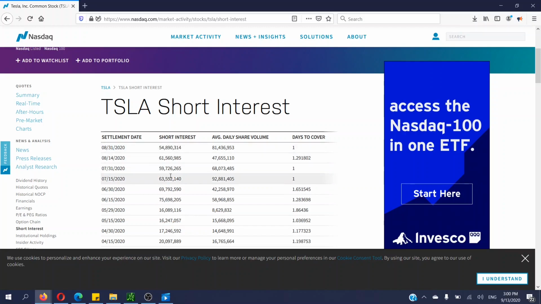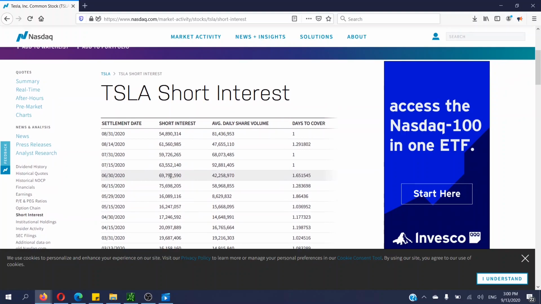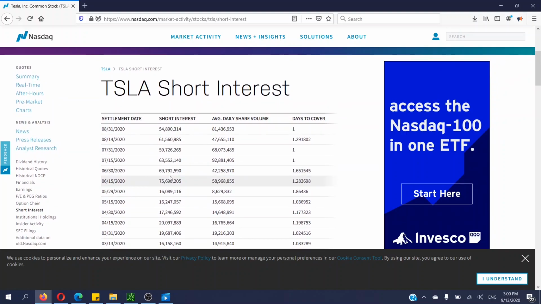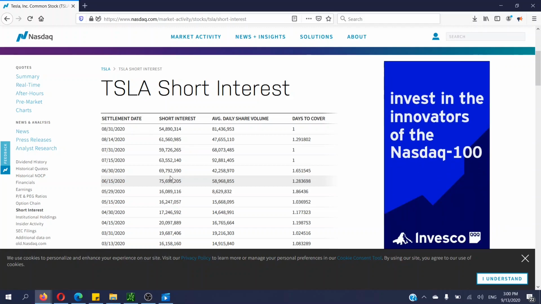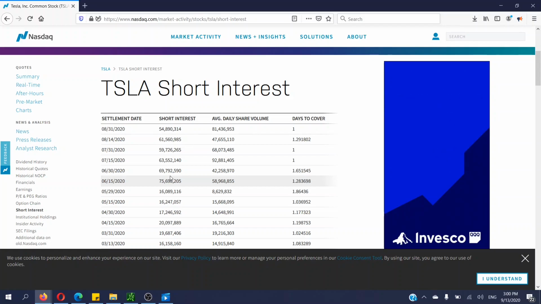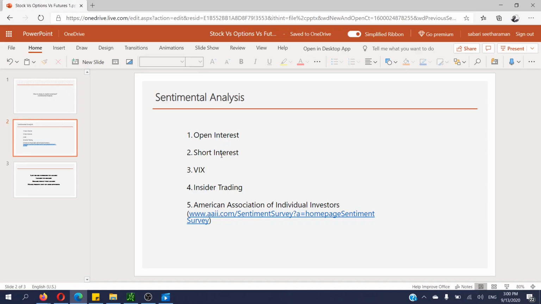Right? This is another way of finding the sentiment of the market. How to find the sentiment of the market using short interest? If there are more sellers than buyers, we believe the market will go down, which is bearish. If there are fewer sellers, then we believe the market will go higher, which is bullish. Right? So that is the second option, short interest.